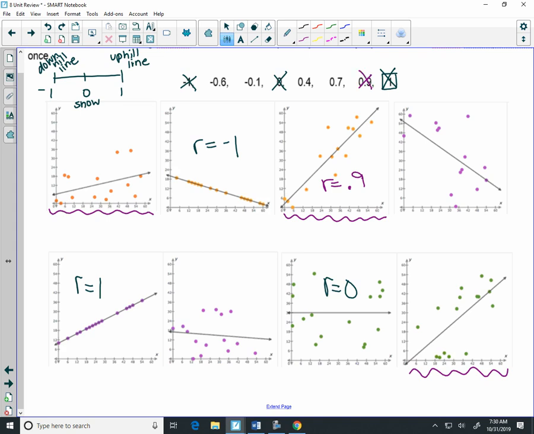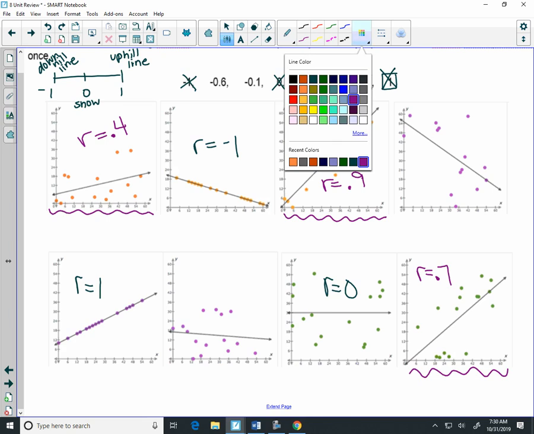When I'm looking at those uphill lines, the next closest cluster, I think, is this last graph here. And then the only other uphill line we have, these are more spread out and it's not quite as uphill. That is what I would label as 0.4. It's closer to snow than it is to a line. Okay, we only have 2 left.